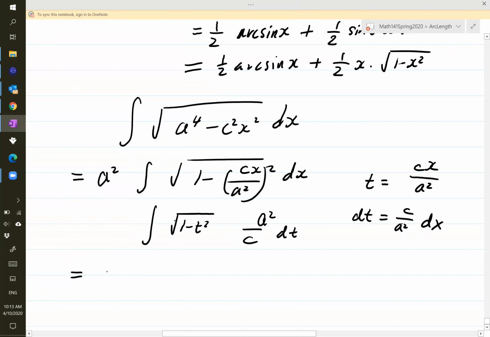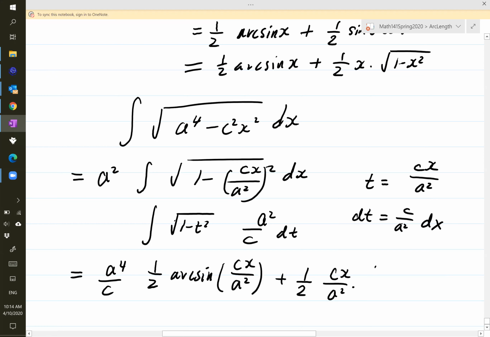Okay, so this will be a to the power 4 over c arcsine of t, where t is cx over a squared times y, minus cx over a squared. Okay, so finally, then we can evaluate.